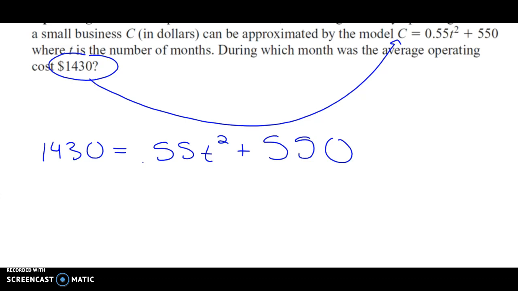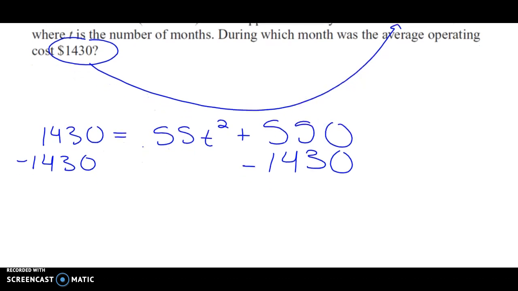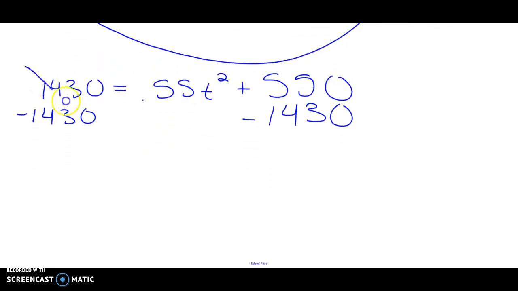So what is the first step to solving a quadratic always? We need to get it set equal to 0. So let's go ahead and subtract over 1430 to the constant, so minus 1430. So that cancels out.